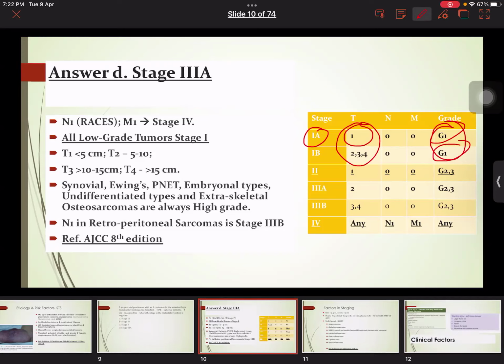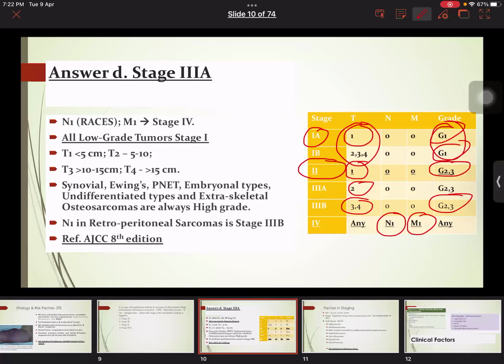Now, what is stage 2 then? It will be high grade. All others are obviously going to be high grade. So you have T1 with high grade. That is going to be your stage 2. Then as far as stage 3 is concerned, it is going to be high grade in other types. T2 with high grade will be 3A, and T3 or T4 with high grade will be your 3B. And any node positivity and any metastasis, both of these will make it a stage 4 disease.